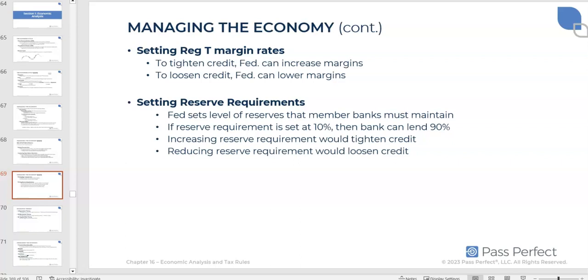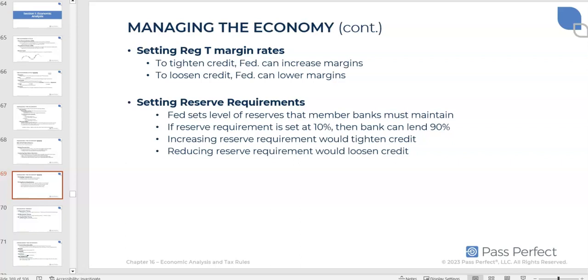All right, now one other tool that they have is rarely used, and that's they set the reserve requirements. Now this is the big impact here. This is the wrecking ball requirement here, right? This is massive impact, because the reserve requirement is how much money that banks have to have on deposit in their vaults at the end of the day relative to their outstanding loans. So they set a reserve requirement, and that means the bank can lend whatever's left over. So it's like the slide says, if it's set at 10%, the bank can lend the other 90%.